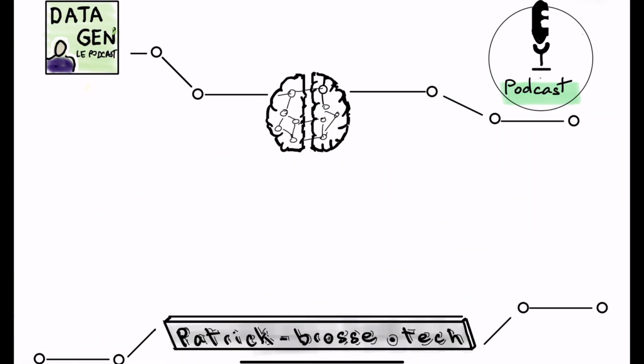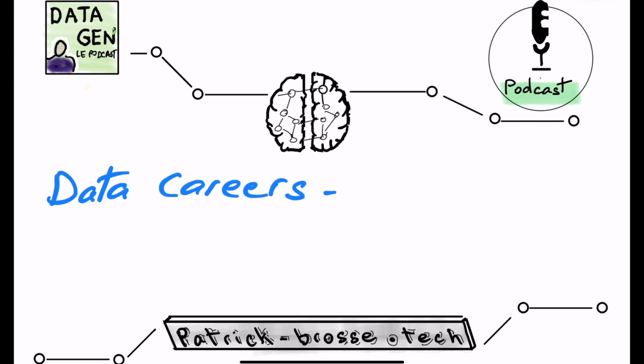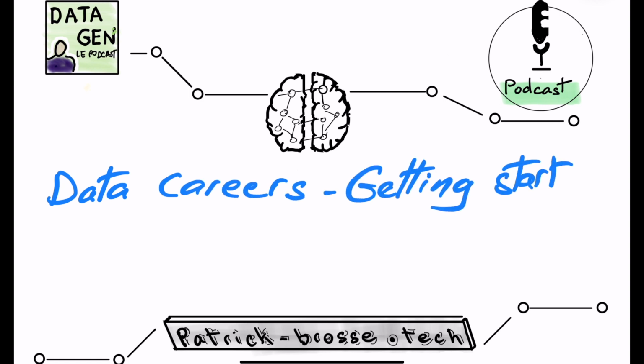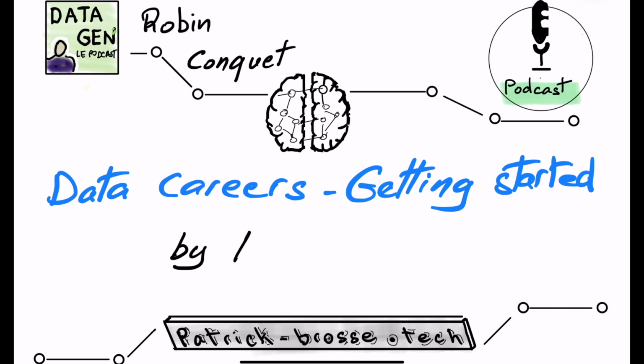A podcast, Data Gen, created by Robin Conquet. The topic is data careers, getting started. This is an interview of a senior data scientist, Kevin Rosamond. To have the full interview of 20 minutes, you can find links in the description of my video.